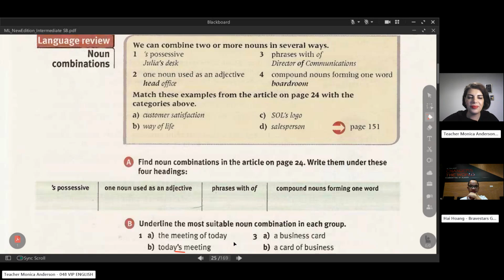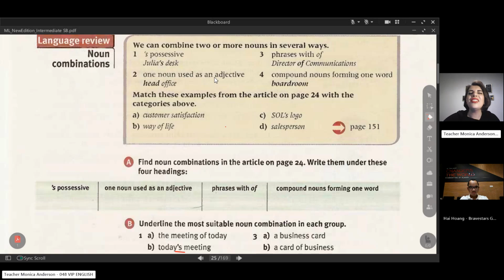The first one connects to one noun is an adjective. Of course, one noun uses an adjective. B: three. B, three, of course, very good. And C: one. Very good. And four. B, four. Yeah, very good.